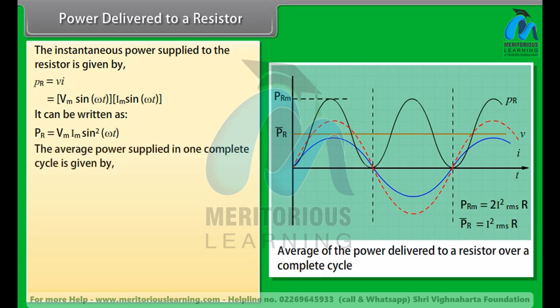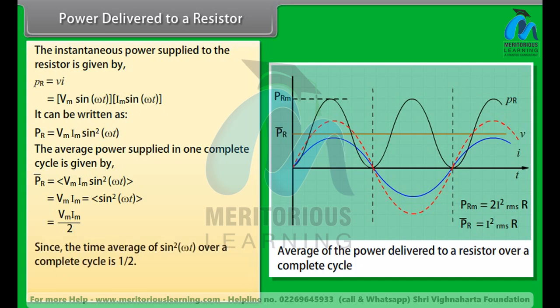The average power supplied in one complete cycle is given by PR is equal to Vm multiplied by Im divided by 2. Since the time average of sin square omega t over a complete cycle is 1 by 2, it can be written as PR is equal to VRMS into IRMS, or PR is equal to IRMS square into R.